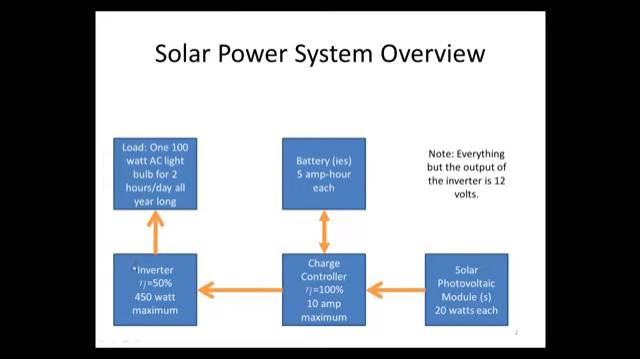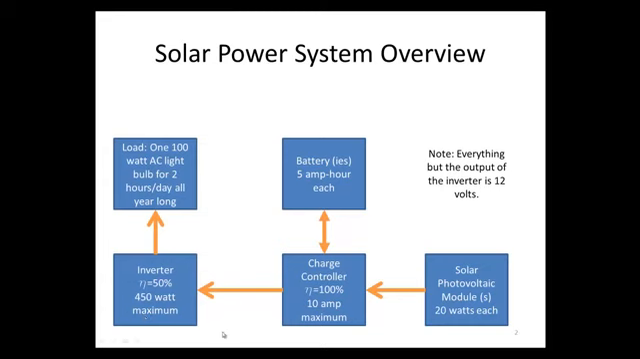Then we have an inverter. What an inverter does is it takes DC electricity and converts it to AC electricity, and it loses some electricity along the way. So we're going to assume that our efficiency is 50%. Efficiency a lot of times is labeled with a Greek letter called eta, which is right here. So whenever you see eta, think efficiency. And our inverter has a maximum power rating of 450 watts, so we'll have to take that into account.